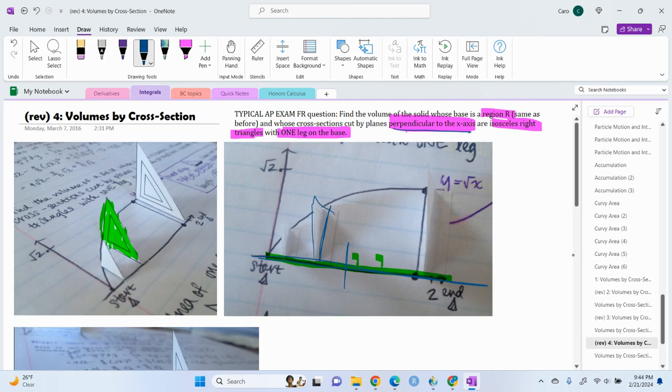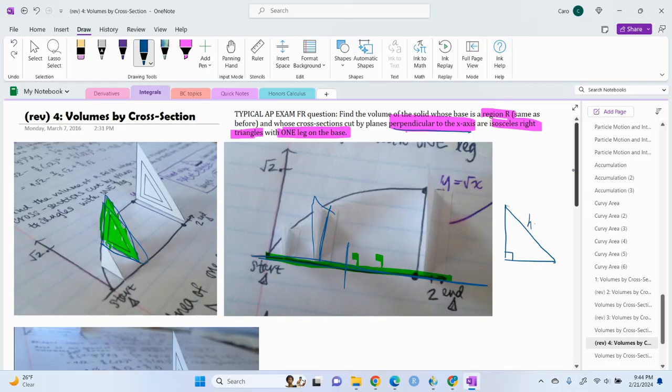It's easier to see on your notebook when the things are actually sticking up out of your paper than to try and draw it two-dimensionally. And I have one leg on the base. So let's take this one triangle right here and let's redraw it here. Now this thing is isosceles, okay? So here's your hypotenuse. They're not saying a hypotenuse is on the base.